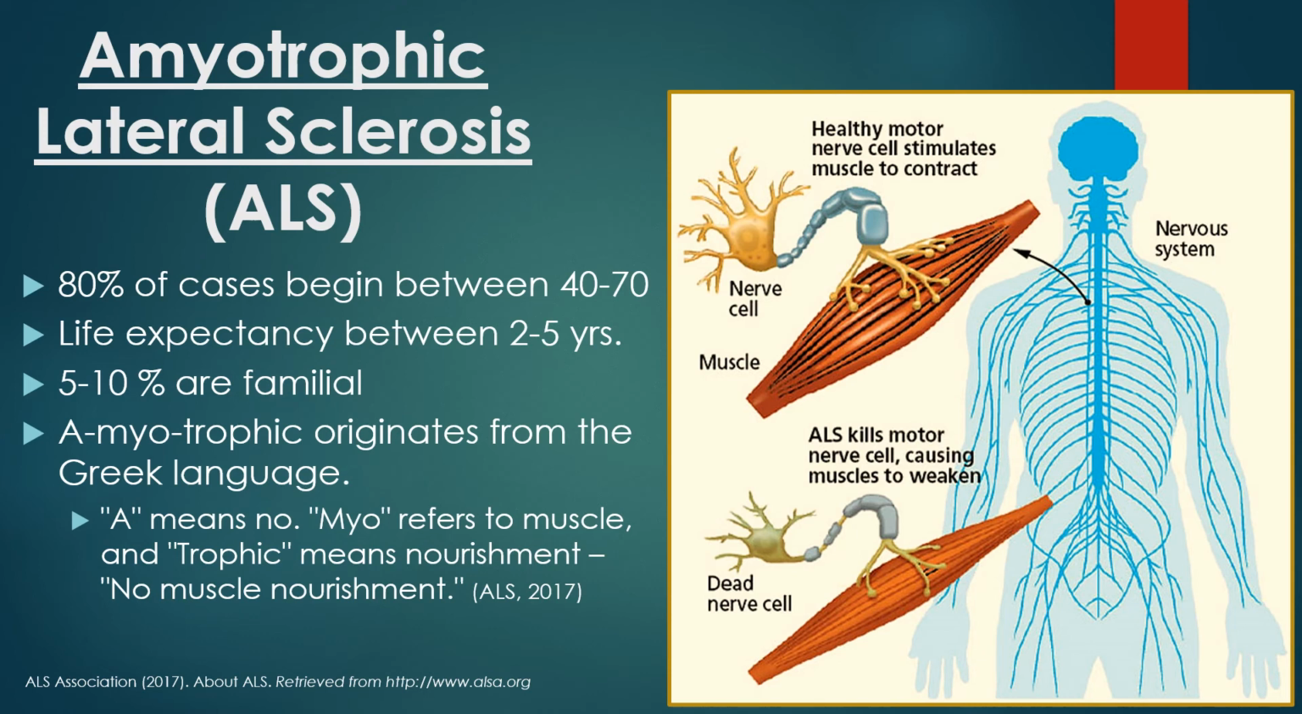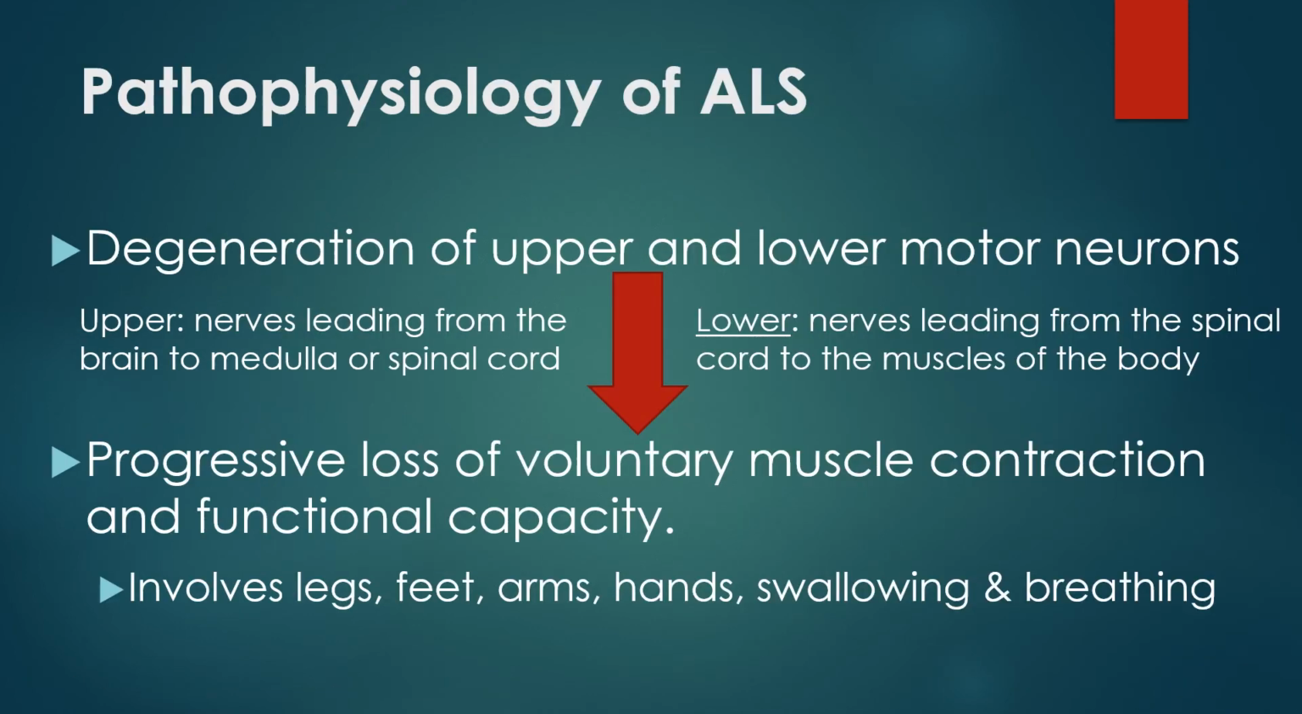The cause of ALS remains unknown. A number of causes and risk factors have been proposed, but none are positively proven to exist. In the pathophysiological process of ALS, a degeneration of upper and lower motor neurons occurs. As this progresses, voluntary muscle actions and functional capacity decline.